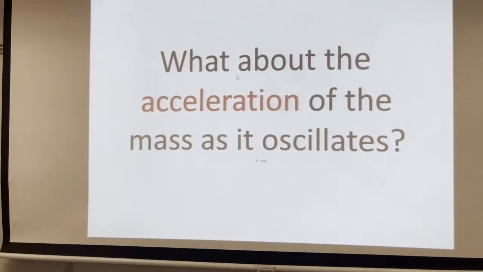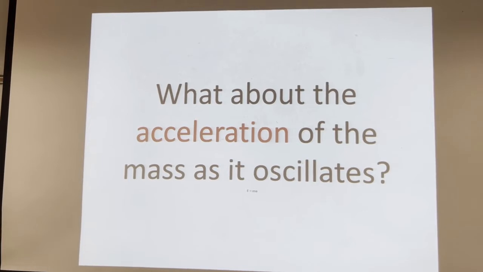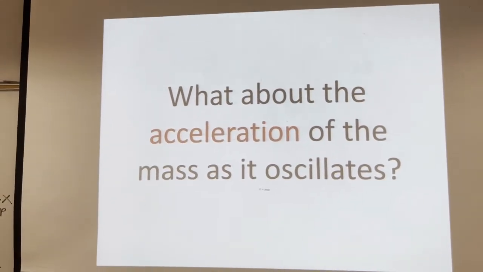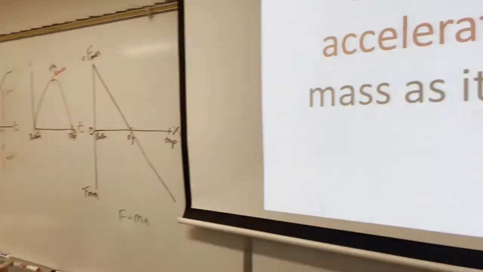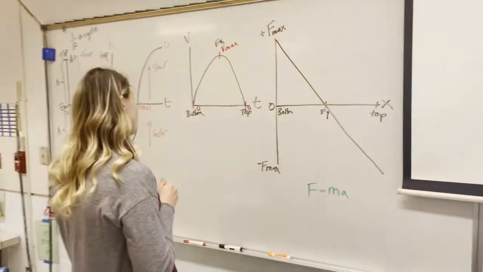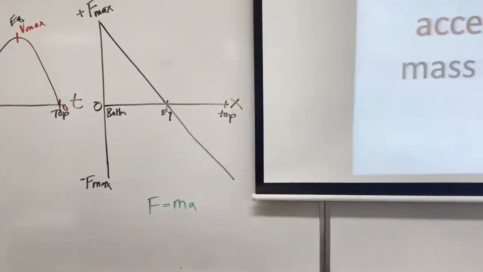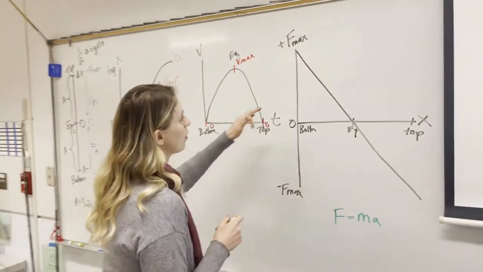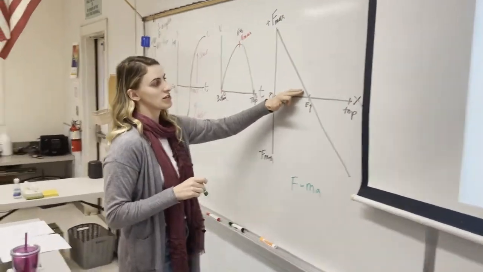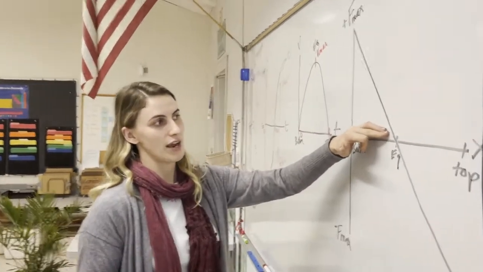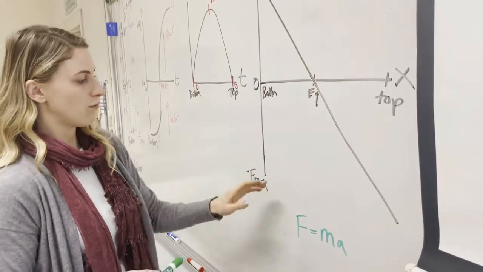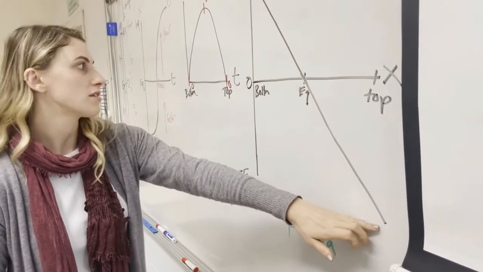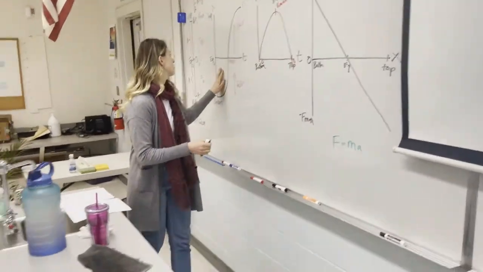What about the acceleration of the mass as it oscillates? And if you want a hint. Okay, so force equals mass times the acceleration. Our mass here is constant. So whatever our force is positive here, which means our acceleration is going to be positive, right? Yeah, that means it's up. Mm-hmm. And down here, our force is negative, so that means our acceleration is going to be negative. And how does that manifest itself over here?